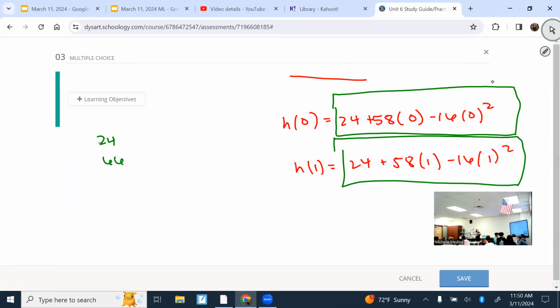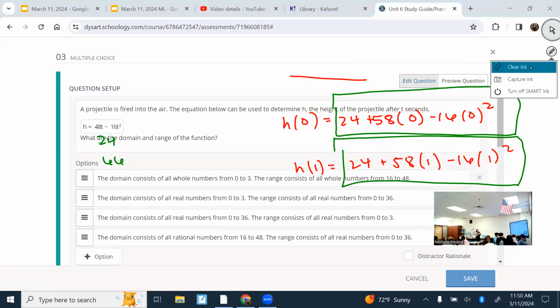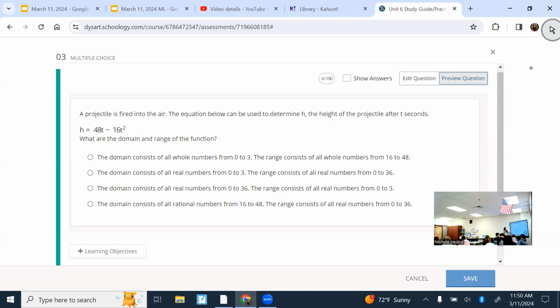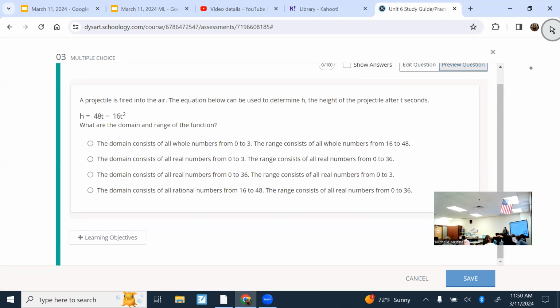So a projectile is fired into the air. The equation can be used to determine h, the height of the projectile after t seconds, with the domain and range. So domain refers to all the what in a function? X's. And range refers to all the what? If you have a hard time remembering that, use Dr. XY. Domain means all what the X's could be. Range means all what the Y's could be.